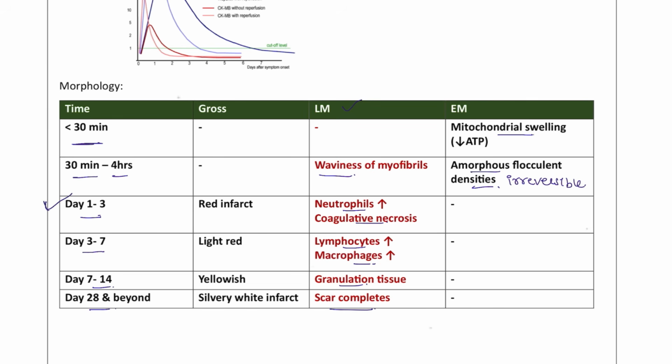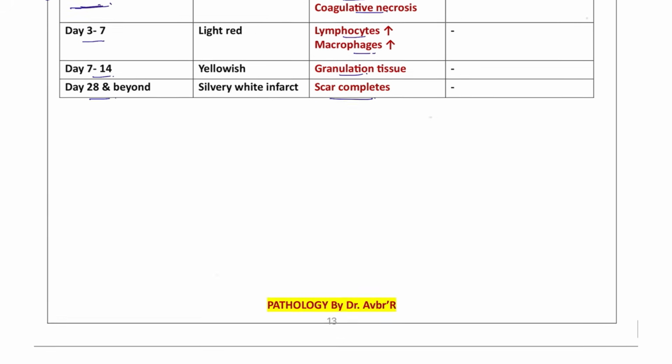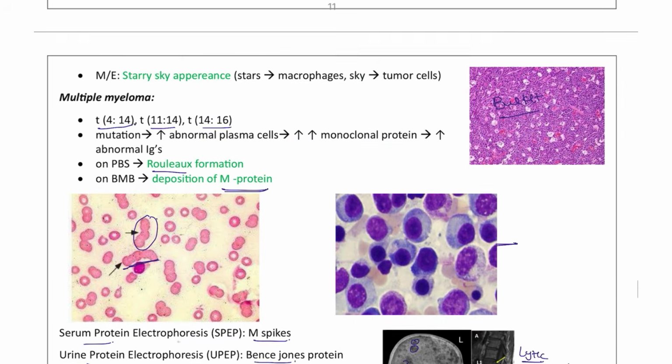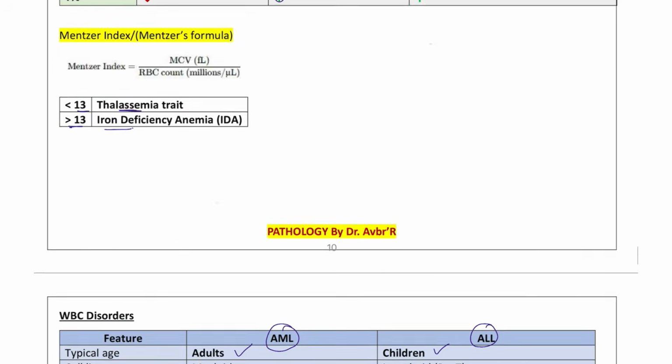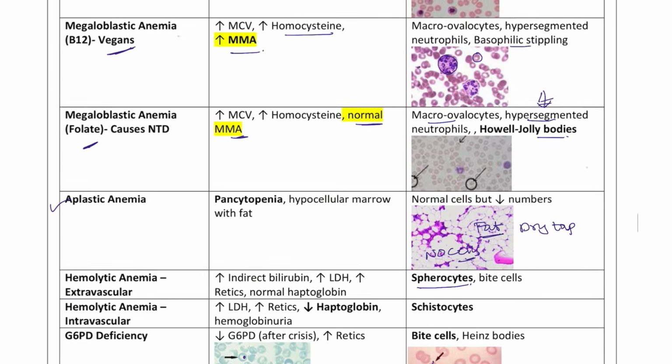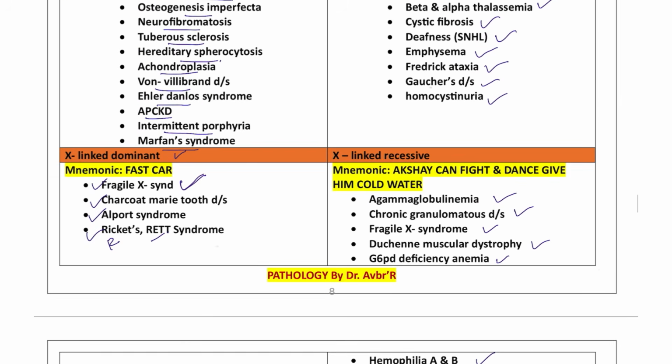In a recent INICET question, the question asked about day 1 to 3: what is the pattern you are going to see in light microscopy? Okay, so these are the important points that you have to cover, and examples are also very much given, guys. So please don't forget and revise these topics.